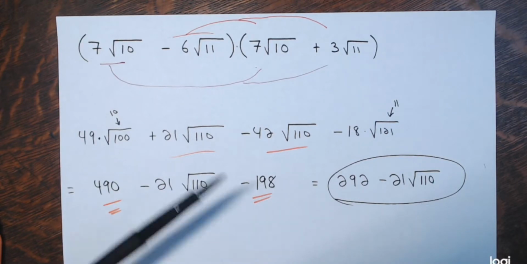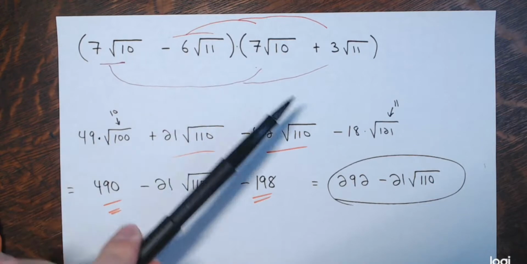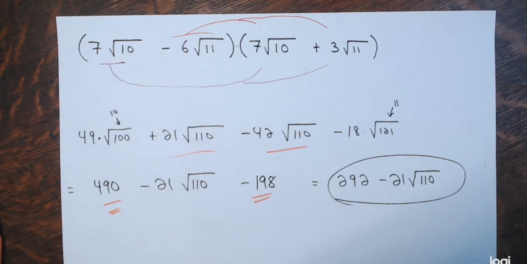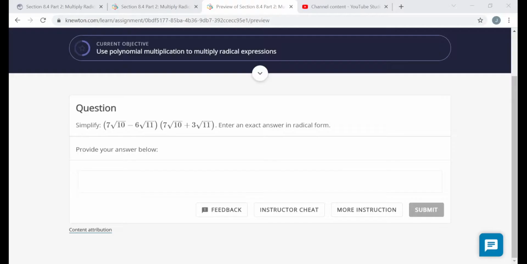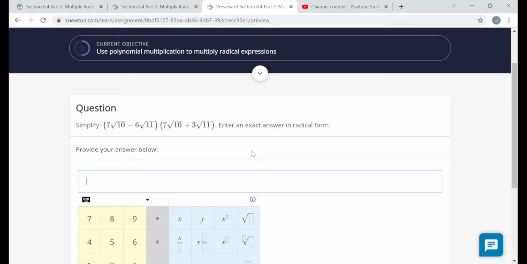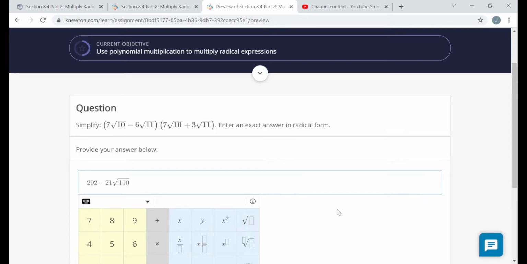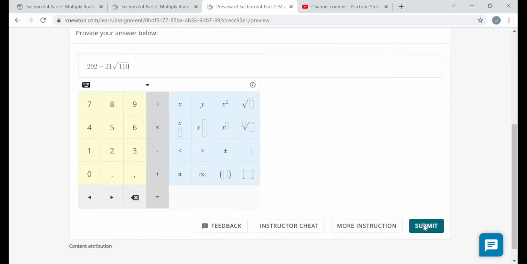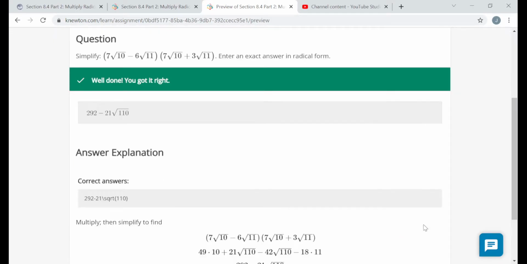And once again, you can enter the original expression in your calculator, and this one in the calculator, and see that they indeed give you the same value. So let's enter that. So 292 minus 21 times the square root of 110, and make sure the 110 is all underneath the square root there. Great. All right, then I should have just one more of these.